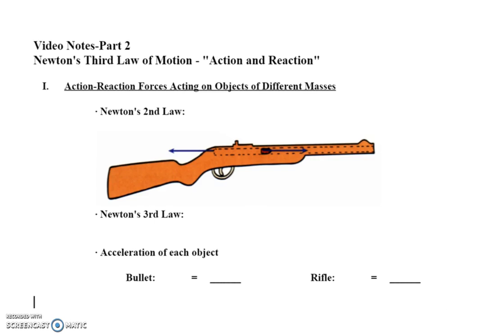Let's look at Newton's third law of action problems, and we'll look at the action-reaction for two different objects. First, let's review. Let's talk about Newton's second law. Newton's second law deals with the relationship between force, mass, and acceleration. And we know that force equals mass times acceleration.